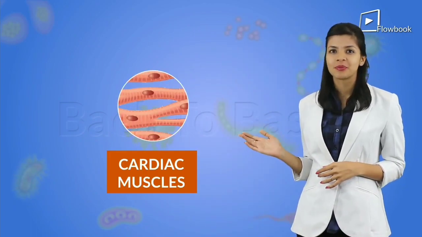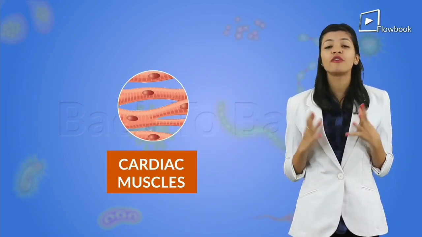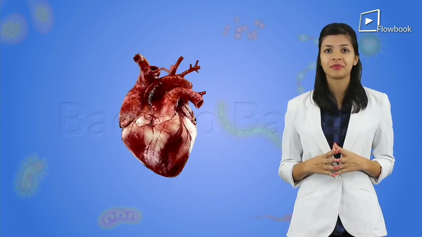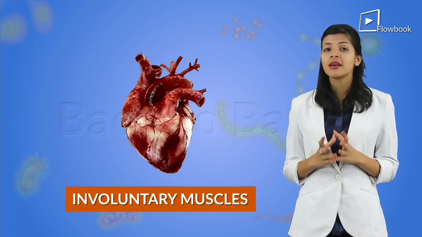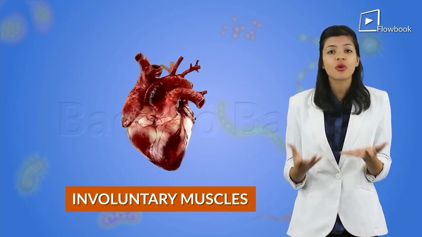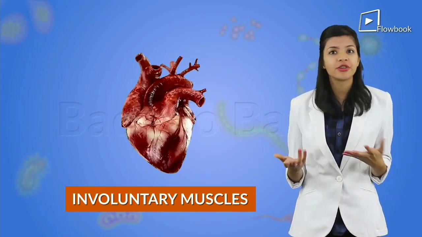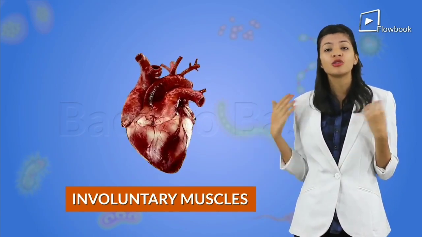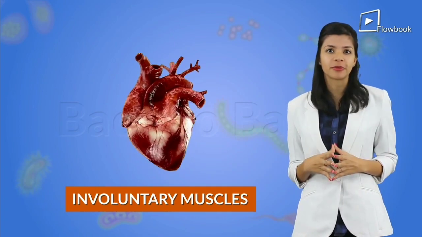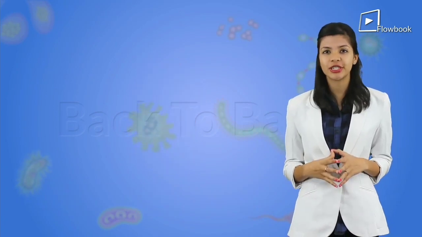And lastly, we have cardiac muscles. As the name suggests, you find them only in the heart. They are involuntary muscles, which means they function all throughout life without our control. They contract and relax rhythmically throughout their life. They never stop.